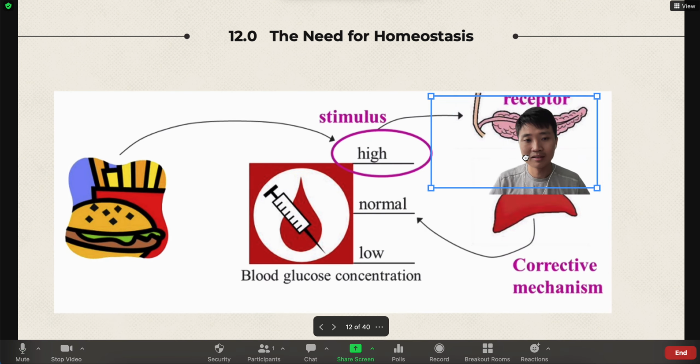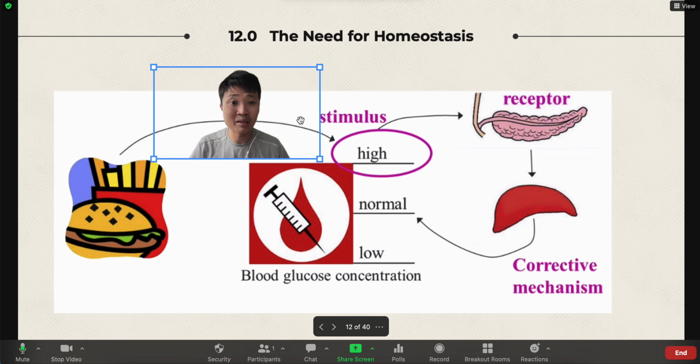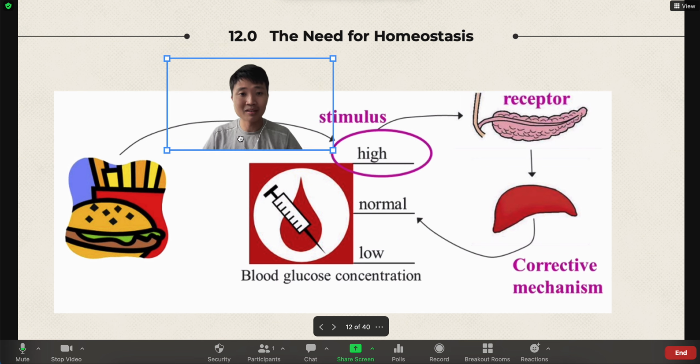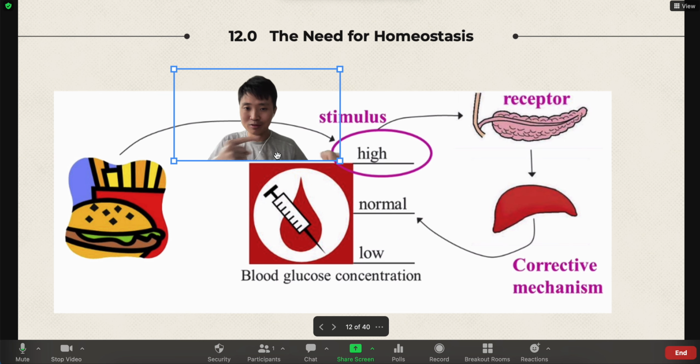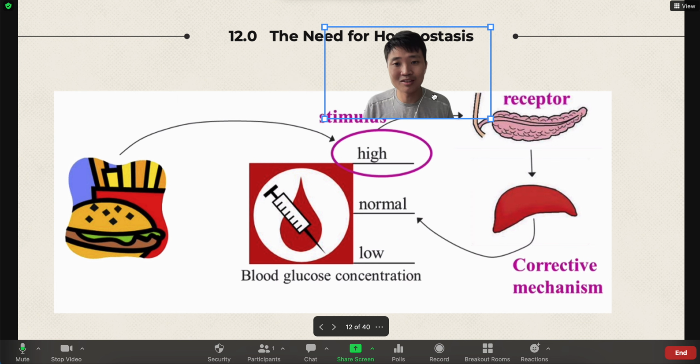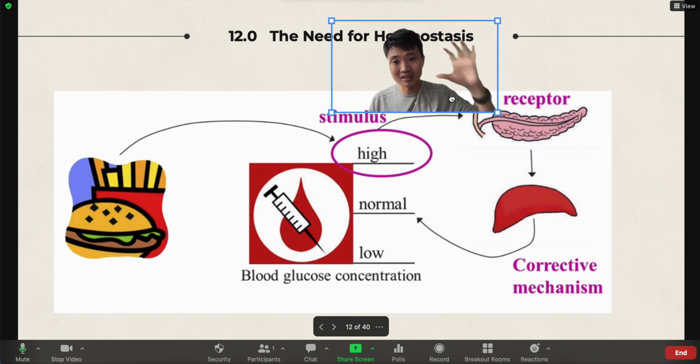Let's give an example. After a big meal, what happens? Your blood glucose level will increase. Suddenly, it increases all the way up, very high. So that is a stimulus. It's a term that you must write in your essay if the question comes out. Stimulus: the blood glucose level goes high. Then what happens? Now the receptors. Receptors are sense organs. In this case, the pancreas will detect this change.